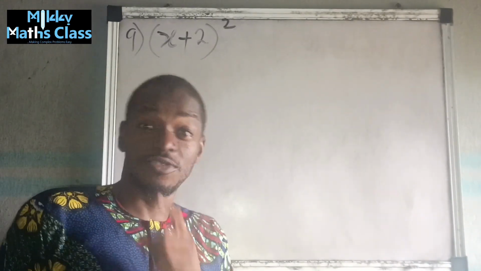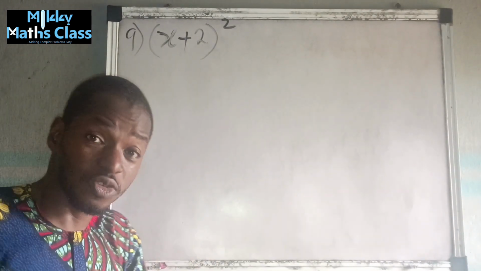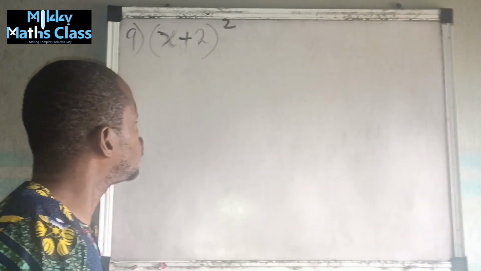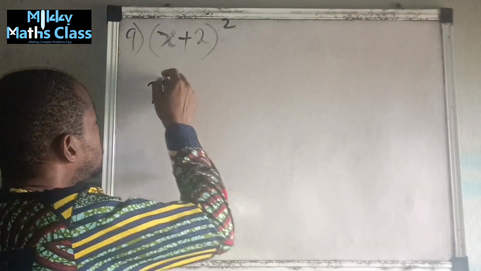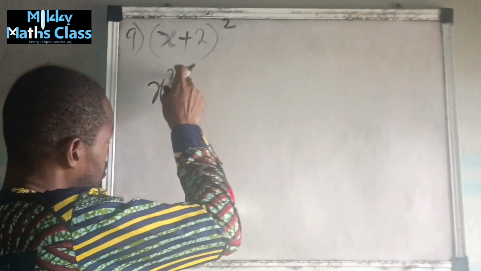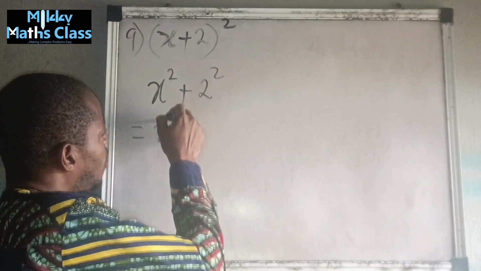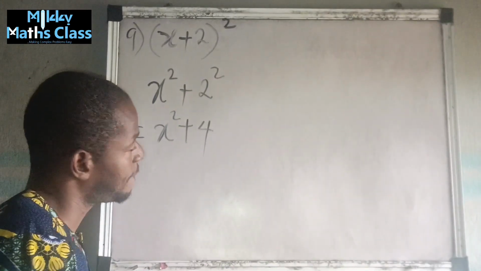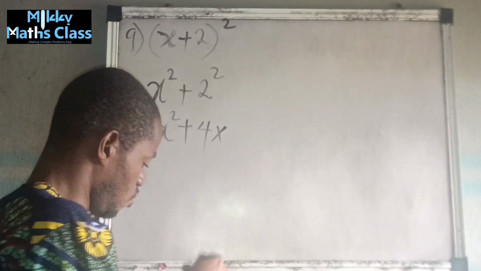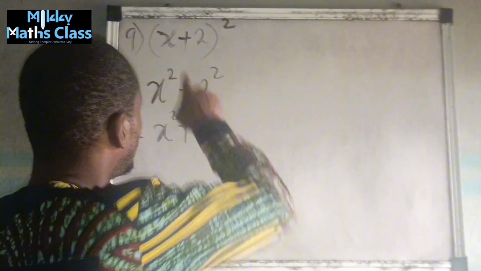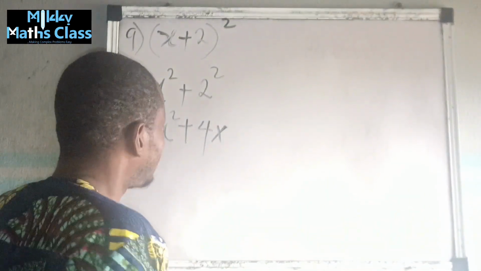All right, lastly, let's look at the last mistake students make that has cost them precious marks. Now, this is x plus 2 to the power of 2. Some students will simplify it like this: x to the power of 2 plus 2 to the power of 2, which is equal to x to the power of 2 plus 4. No, this is not correct. Since there's an addition there, you can't just put the powers on each term. No, you have to expand this bracket.